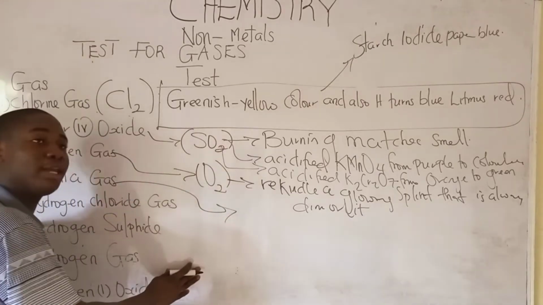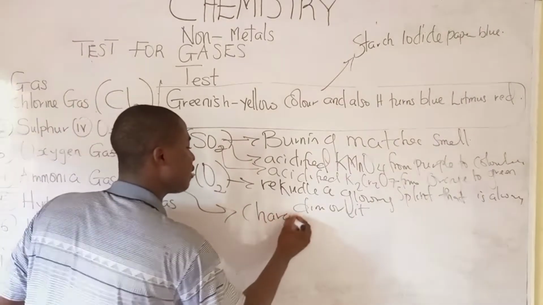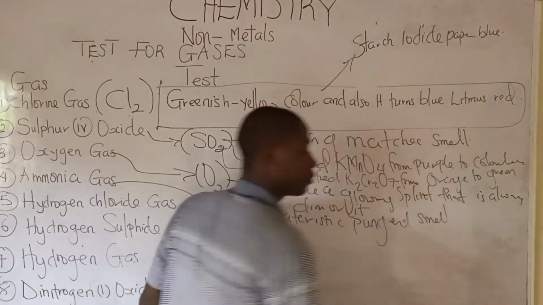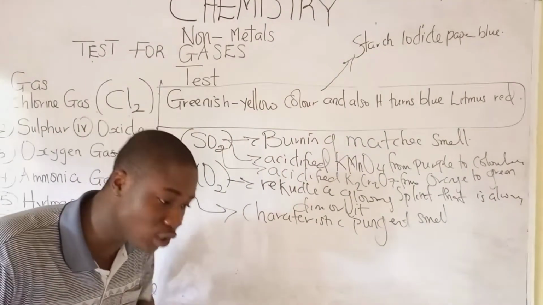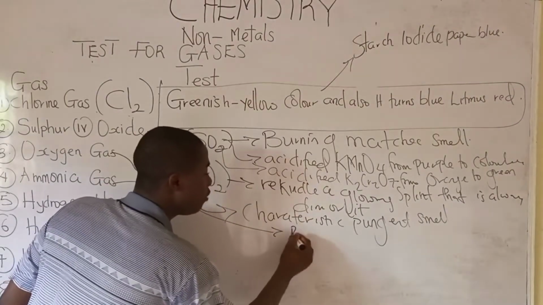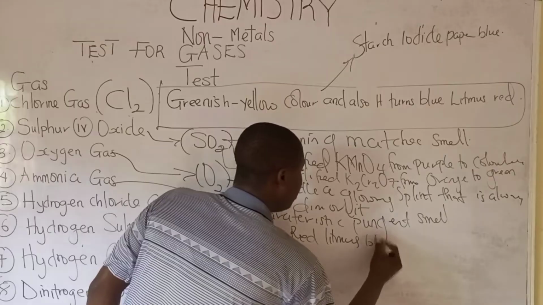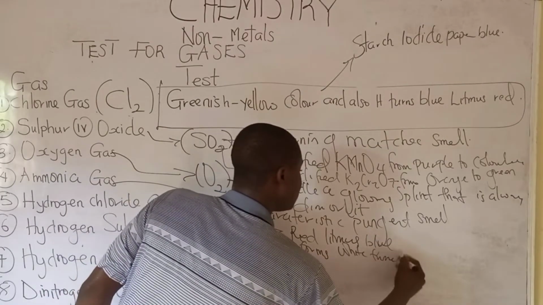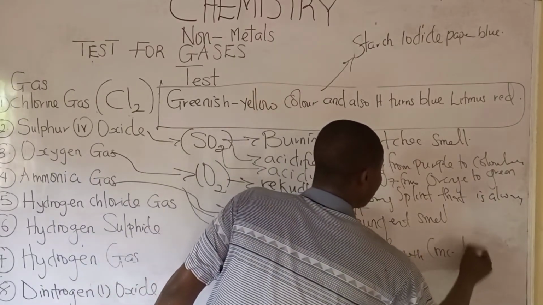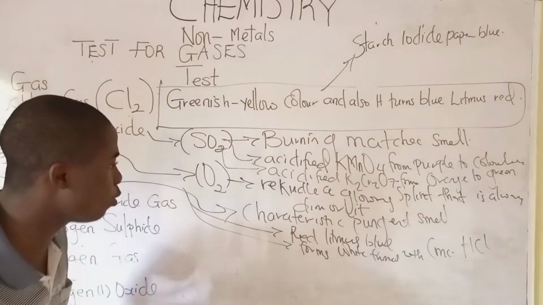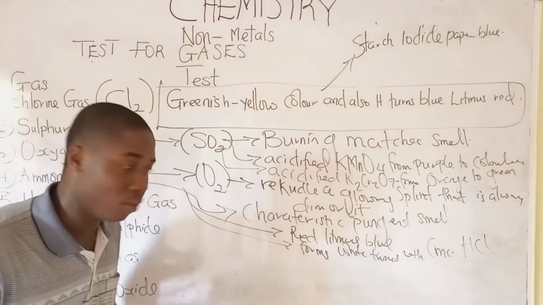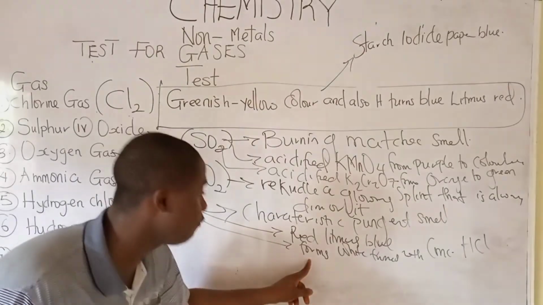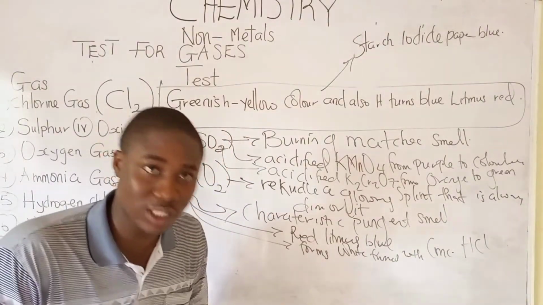Now moving over to ammonia gas. Ammonia gas has a characteristic pungent smell, changes the color of red litmus blue, and also forms white fumes with concentrated HCl. This is something we must take note of under ammonia gas. First of all, it has a characteristic pungent smell. It turns red litmus blue and forms white fumes when mixed with concentrated HCl.